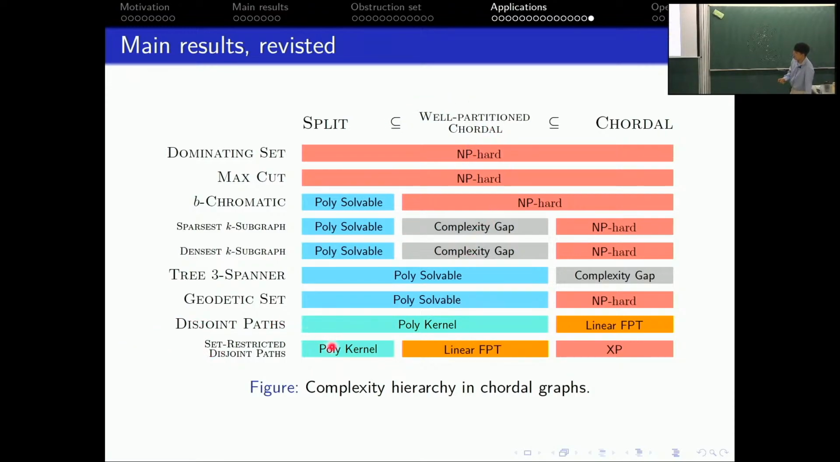But for disjoint paths and disjoint paths, they are NP-hard on split graphs. So instead of polynomial-time solvable, we show that they are FPT and also admit a polynomial kernel. And for set-restricted disjoint paths, we show that it is FPT. But the question whether it admits a polynomial kernel on well-partitioned chordal graphs is still open.